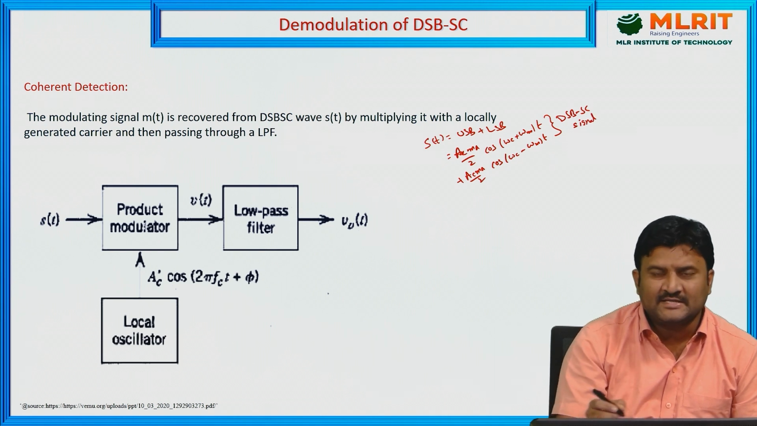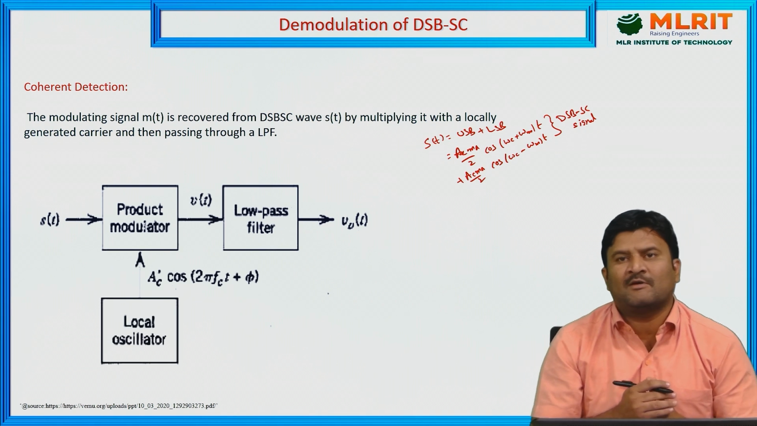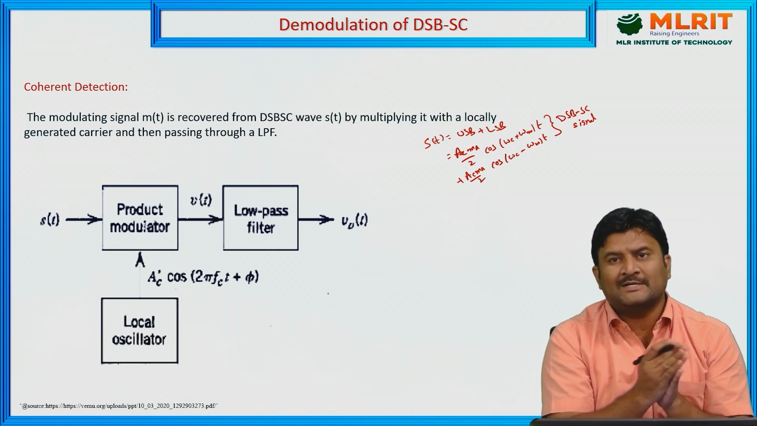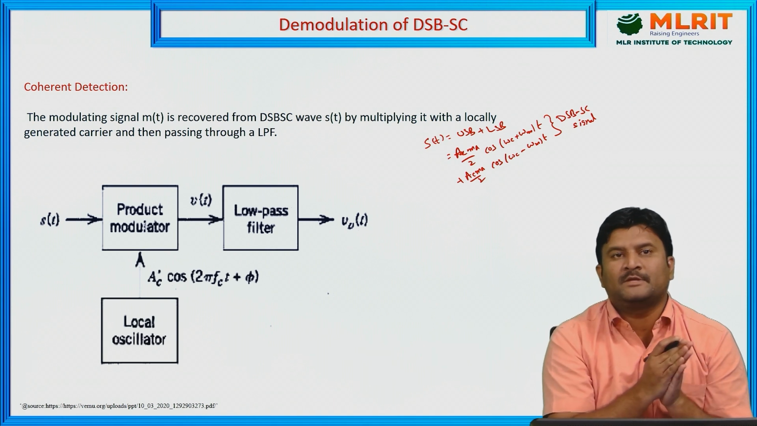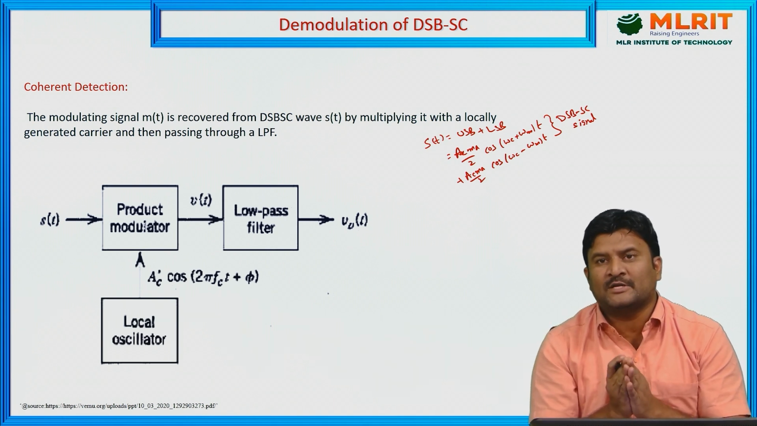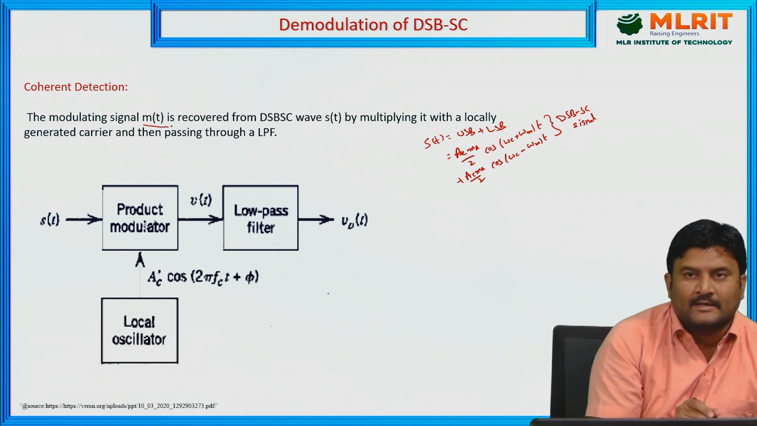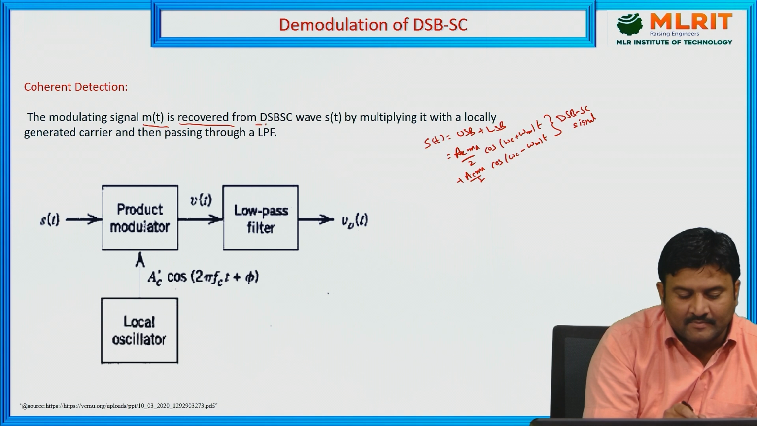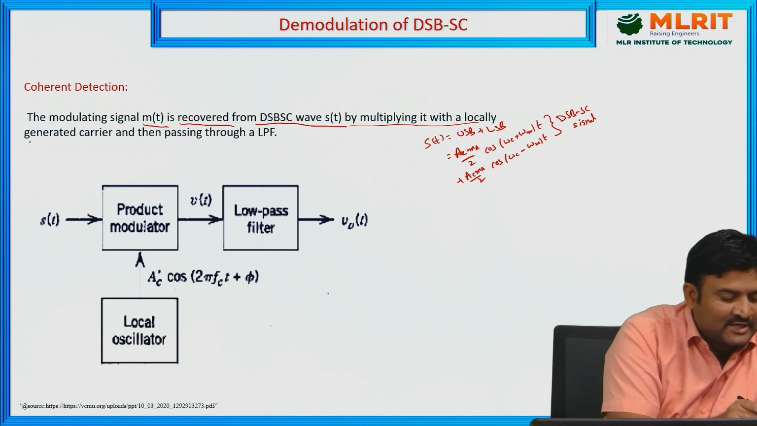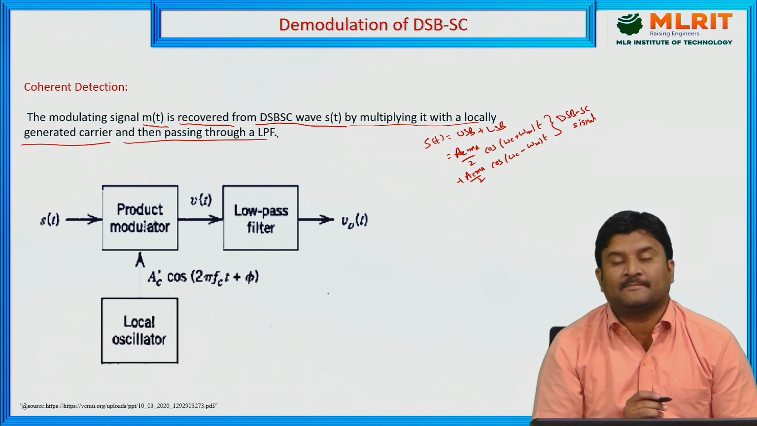This DSB-SC signal is given to the input. This process is called demodulation, nothing but reverse. The output of the modulated signal is the input of the demodulating process. That is called the demodulation process. That means the modulating signal m of t is recovered from the DSB-SC wave by multiplying it with a locally generated carrier and then passing through a low pass filter.